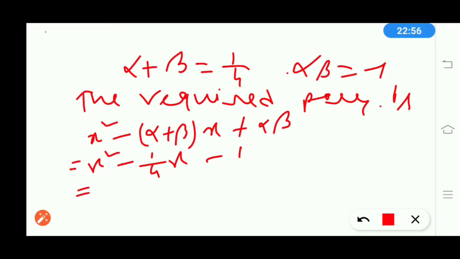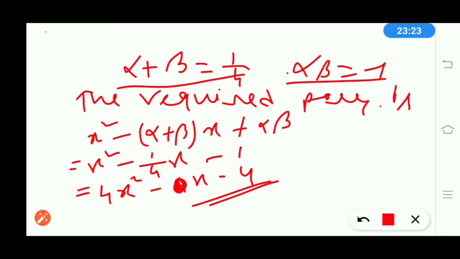Clear? So this equals x square minus x by 4 minus 1. Sorry, after LCM 4, that means 4x square minus x minus 4. You can write in this way. So simply just neglect the 4 which is present in the denominator. Clear? So alpha plus beta equals this, alpha beta equals -1. So simply you can write in this form. So you can directly write 4x square minus x minus 4 after this step.